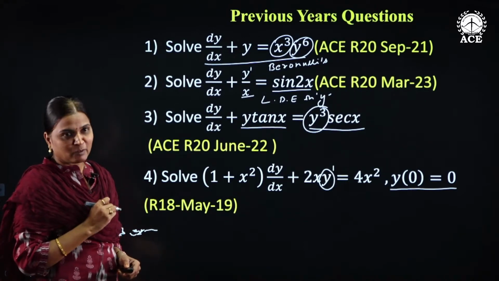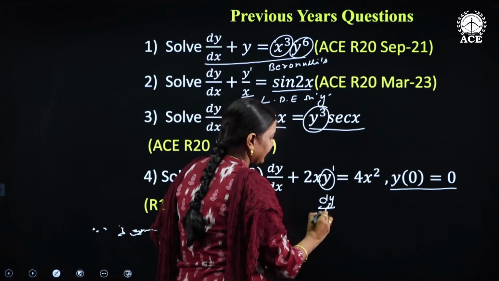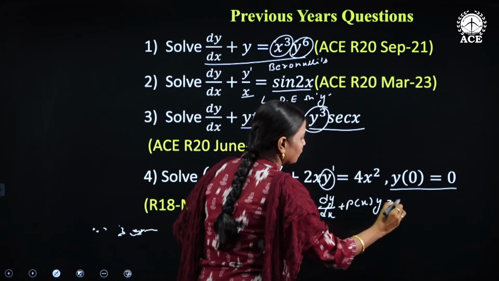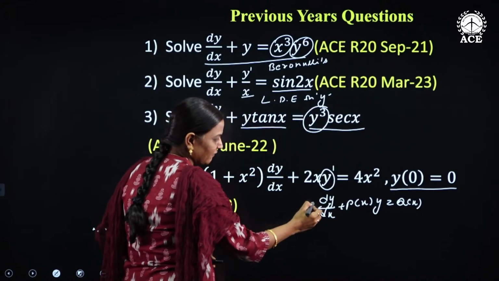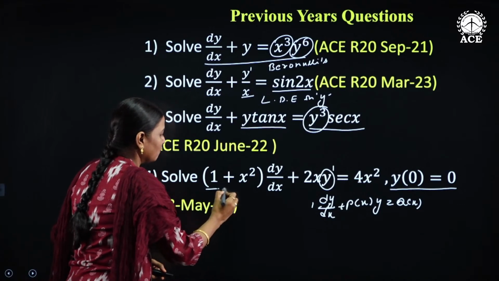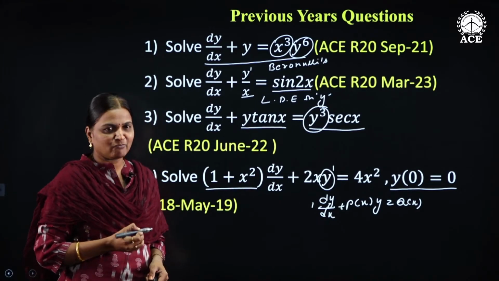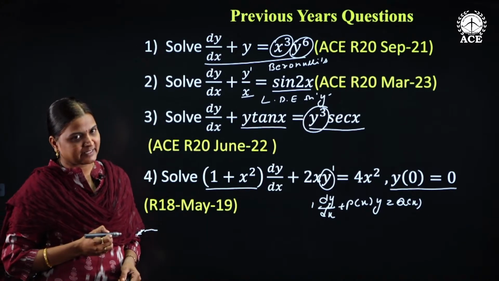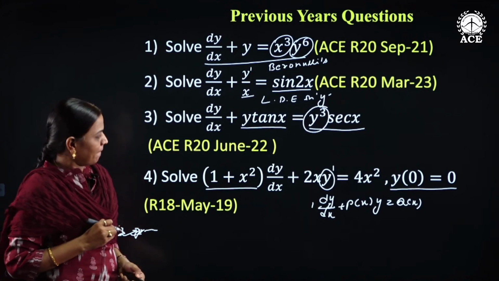But what is the standard form of a linear differential equation in y? That is dy by dx plus p of x into y is equal to q of x. But in the standard form the dy by dx coefficient is 1, whereas here the dy by dx coefficient is 1 plus x square. To reduce this equation into standard form, first divide the entire differential equation by 1 plus x square. Then that equation becomes linear in y.